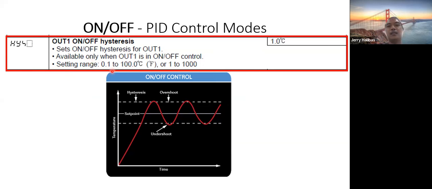But anyway, this hysteresis is a characteristic for the on and off mode. When you read the setting, it says sets on/off hysteresis for the output, so it is only available for on/off control. By default, the hysteresis is 1 degree. That means if there is a 1 degree change, high or low, from the set point, that's the time it changes.